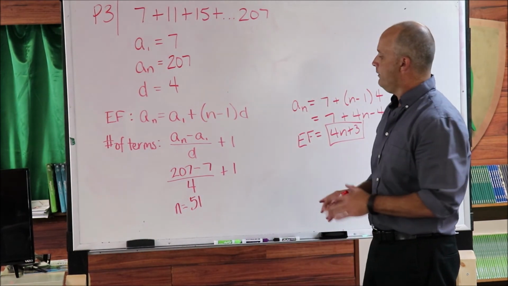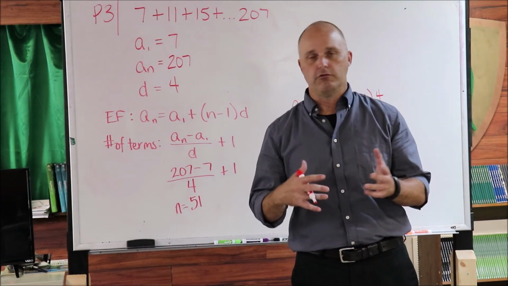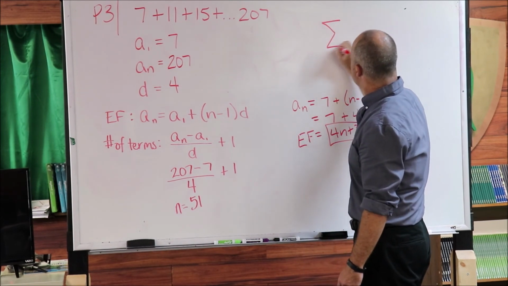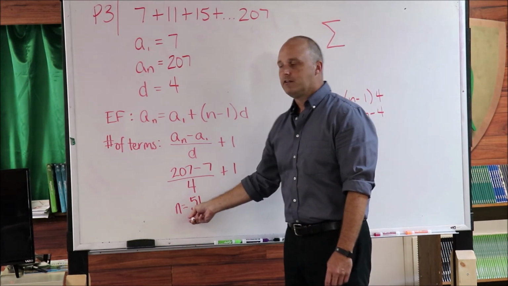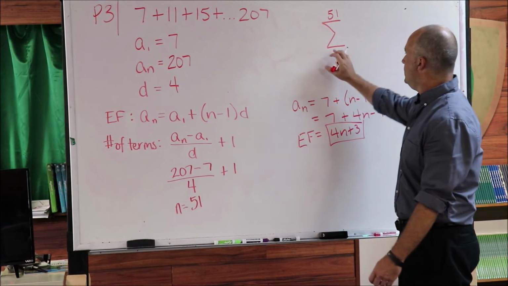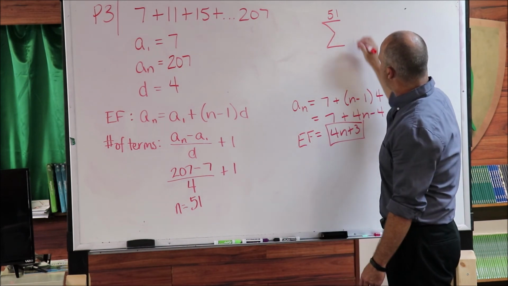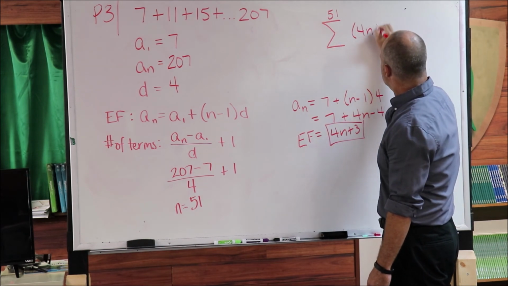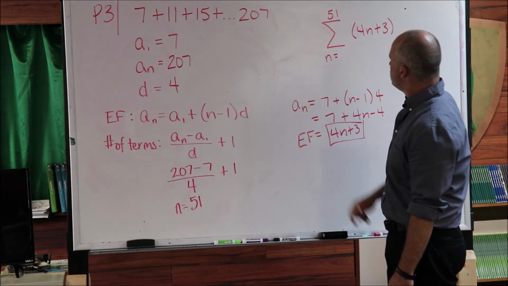Okay, so now that we've got all that, we can begin to write what our limiting notation is going to look like. So we're going to start with our sigma, and then we want to put the value that n is above it. So we know that there are 51 total terms in this sequence or series. The next thing we're going to do is to the right of sigma, we're going to write in our explicit formula. So 4n plus 3. Then we write n equals below the sigma.